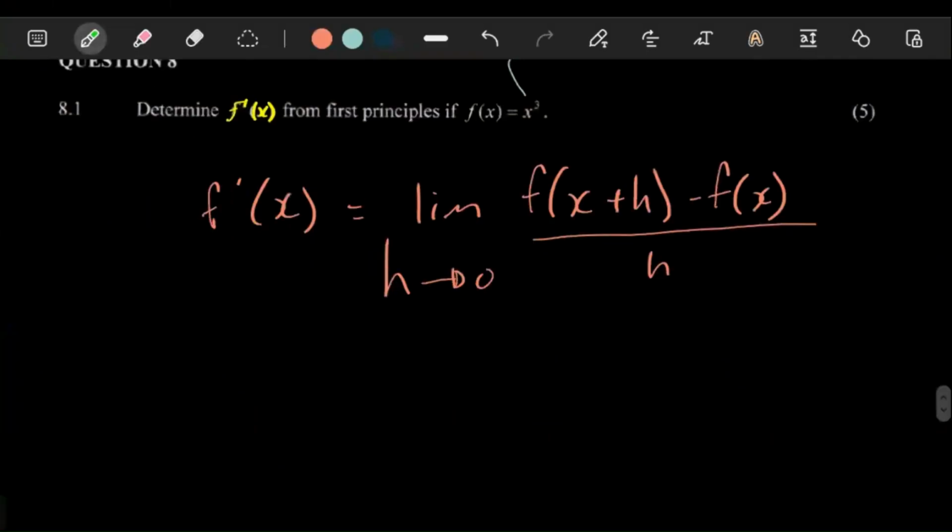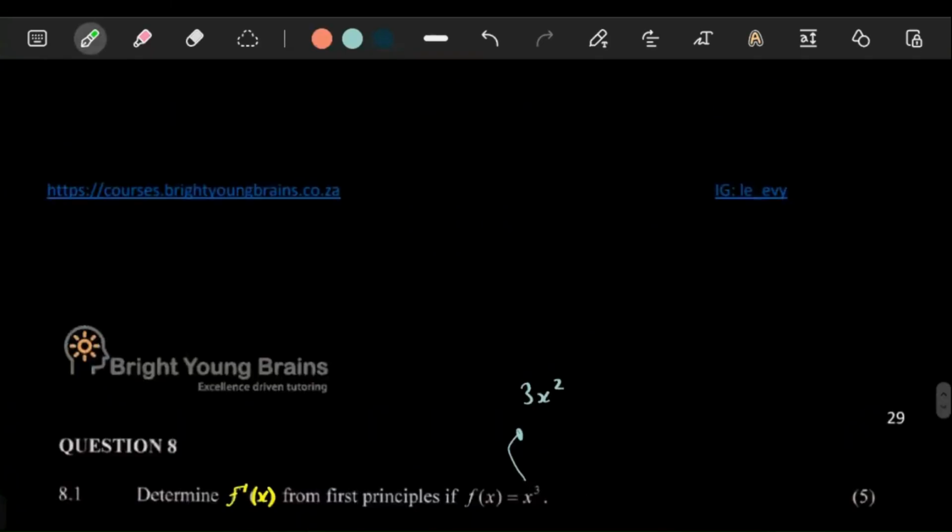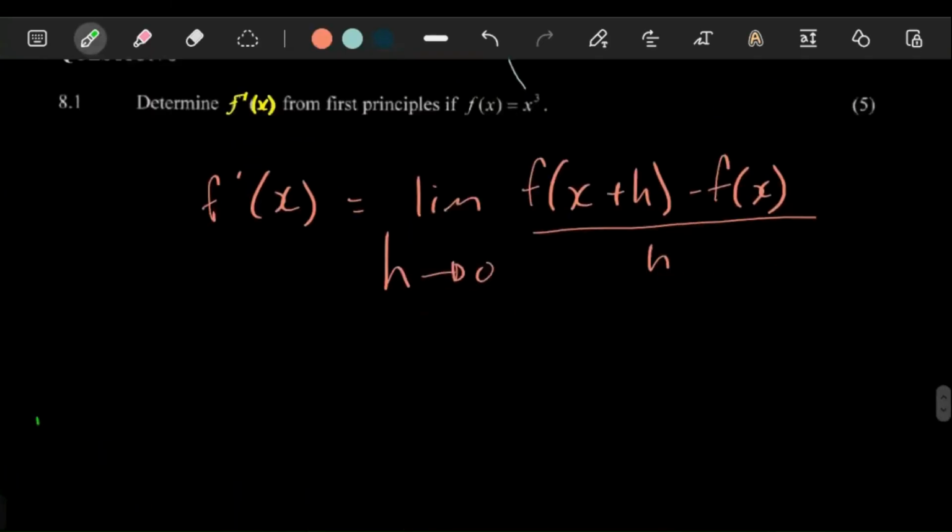Anyways, what I normally recommend is that you work out what this value is before you throw it into your main expression. So if you check f of x plus h, all that means is in the equation of f of x, wherever you see x, you're going to put x plus h. So if you're going to cube this, you can imagine it's a bit of a problem.